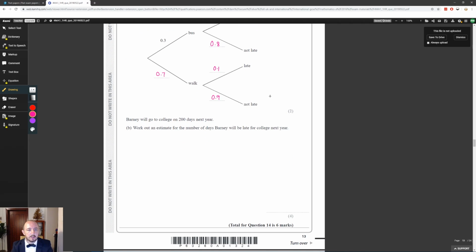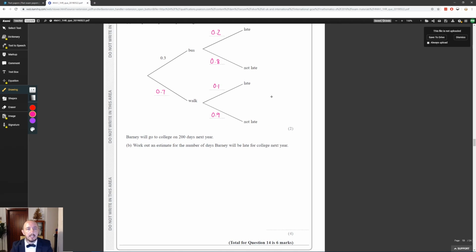Barney will go to college on 200 days next year. Work out an estimate for how many times he'll be late. So to be late, he would go bus and late, 0.3 times 0.2. And he could walk and be late by going down those two branches here and here. So the first two are there and there.